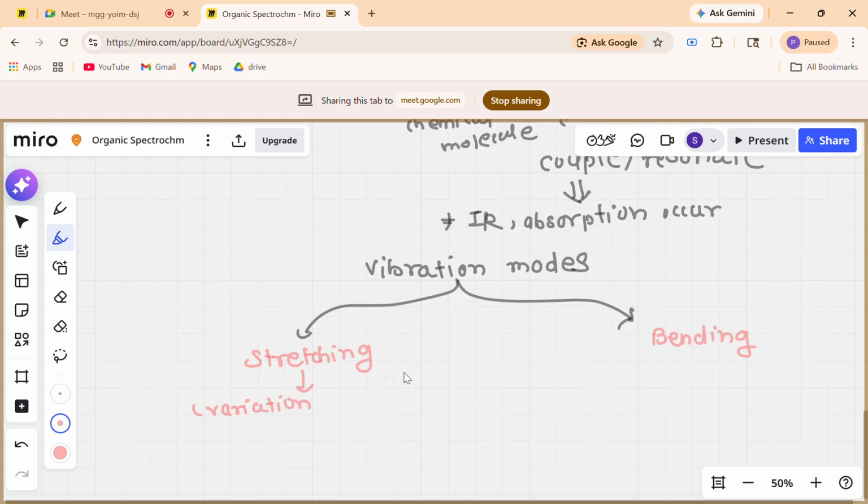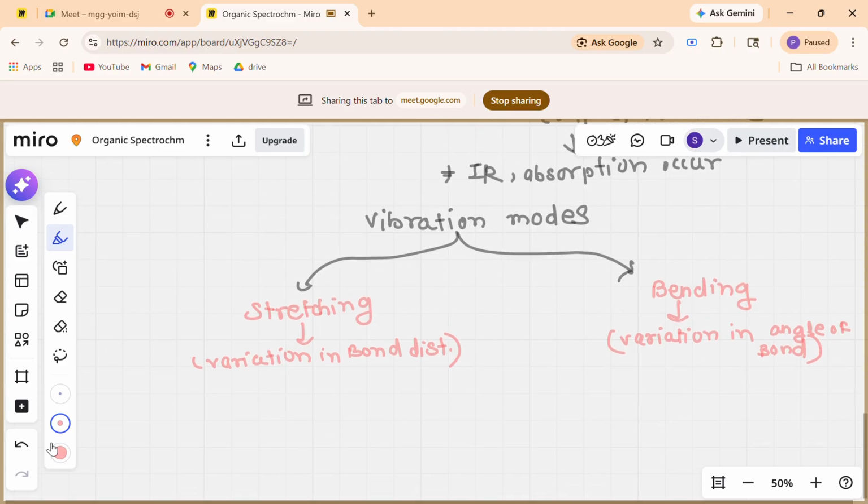Stretching is basically if there is a change or variation in a bond distance or bond length, as we say, then the corresponding mode of vibration is called a stretching vibration. And if there is a change or variation in the angle of the bond, that is the bond angle, then such a vibration mode is known as a bending vibration.